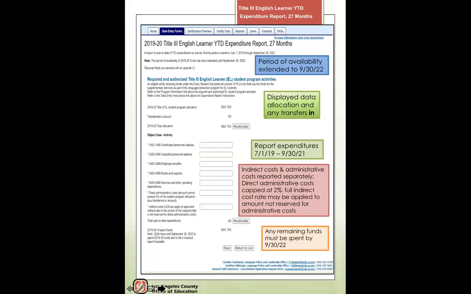The same administrative cost restrictions apply for Title III EL. Again, you're going to get an error message if you exceed 2% on your direct admin. And when you recalculate, again, you'll get the amount there at the bottom that you have to spend by this coming September. So you need to watch that money and make sure it gets out the door by September 30th.